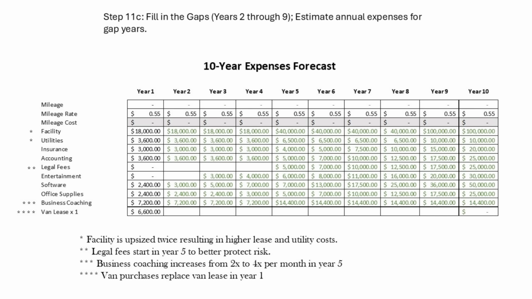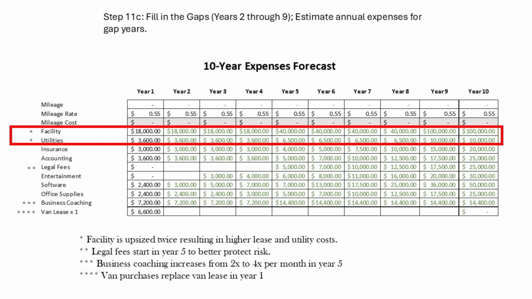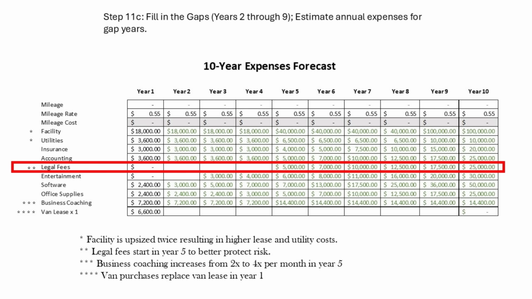The same gap filling is done with the expense budget for each year. In our example, I have upsized our facility twice, resulting in higher lease and utility costs. I have added legal fees in year 5 to protect our growing company from lawsuits.